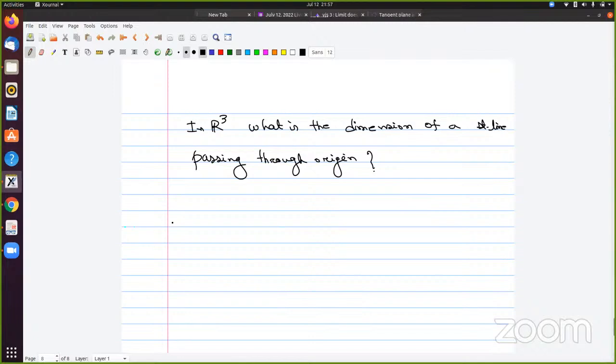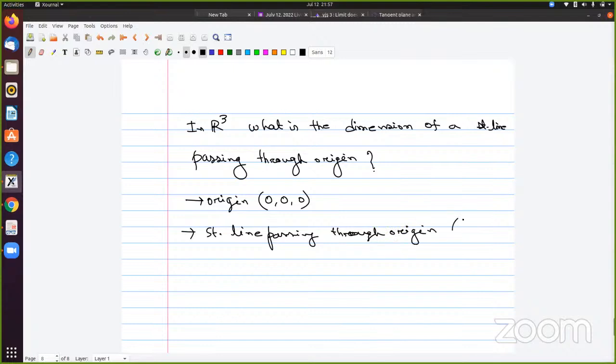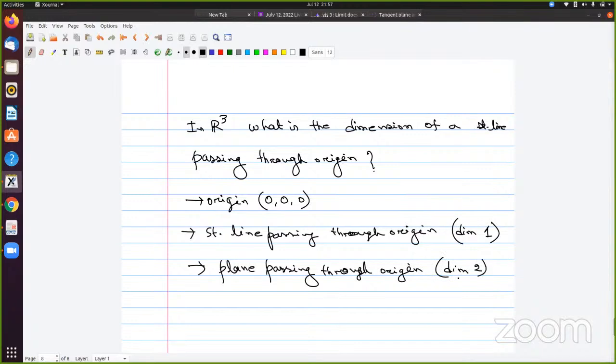It's 1 basically. So in R3, how many types of subspaces are there? 4 types, right? One is 0 dimension, that is only the origin, 0, 0, 0. Then a straight line passing through the origin is dimension 1. A plane is 2 dimensional. And then R3 itself, the whole R3, is dimension 3, right? These 4 types of subspaces are possible, right? Okay, fine.